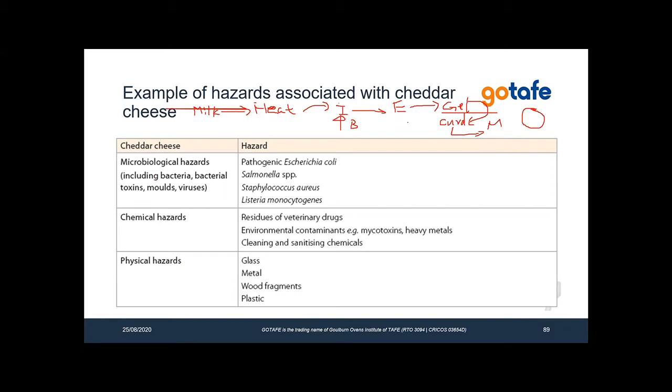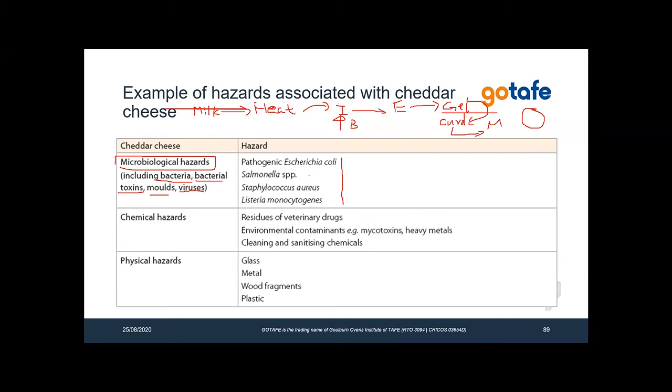And in those different steps, of course, there are going to be microbiological hazards. Those could be bacteria, mold, or virus, or bacterial toxins. Those could be pathogenic E. coli, as an example, Salmonella, Staphylococcus, L. mono. Those are examples of the biological hazards here. And I think we covered the infectious dosage of those bacteria yesterday.